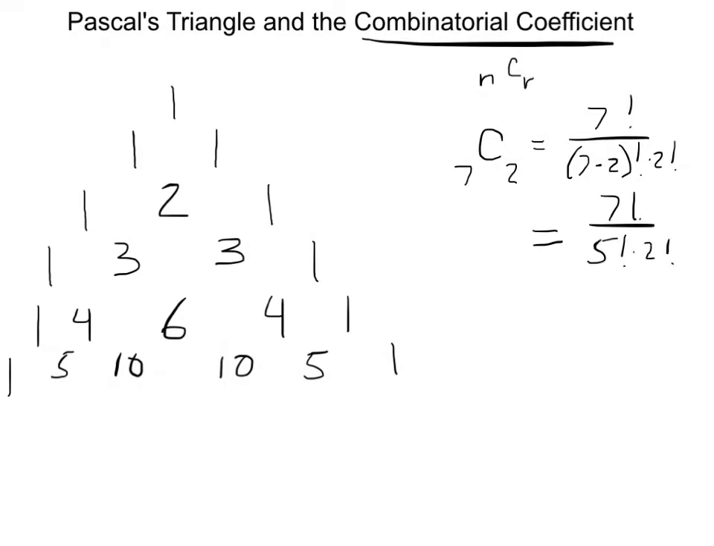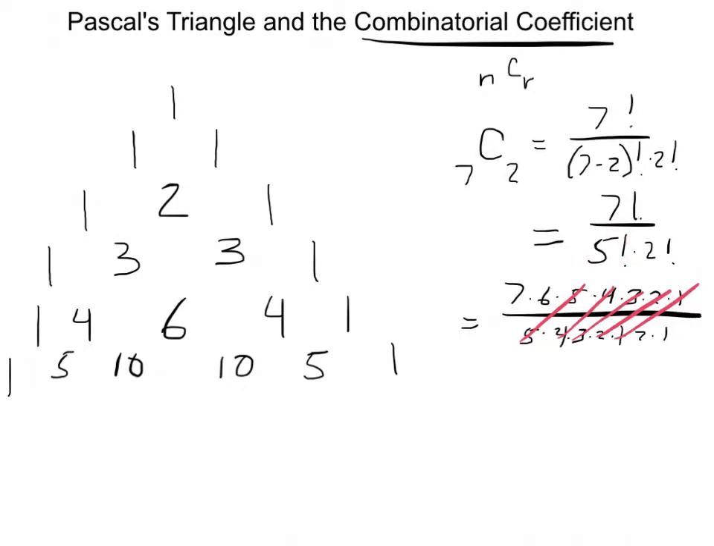And then if you sort of think about what that represents, this is 7, 6, 5, 4, 3, 2, 1 over 5, 4, 3, 2, 1, 2, 1. So what you notice is that they both have a 5 and a 4 and a 3 and a 2 and a 1. Basically the 5 factorial will remove most of the 7 factorial. And then the 2 and the 1, this 2 will drop the 6 down to a 3. And in short, this is going to end up being 21, 7 times 3. So 7C2 is 21.